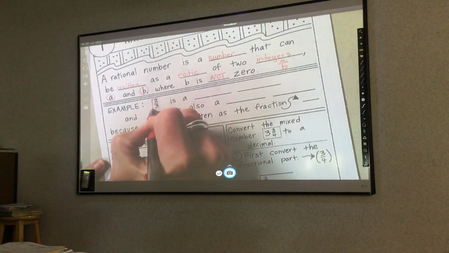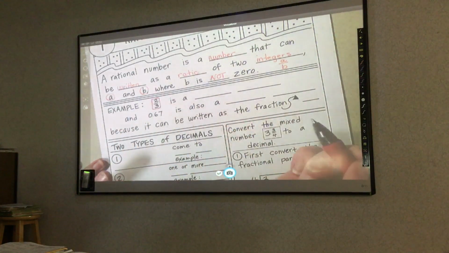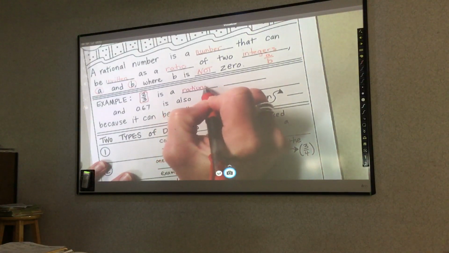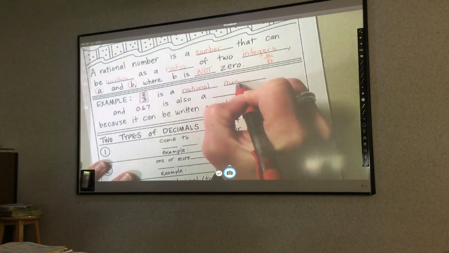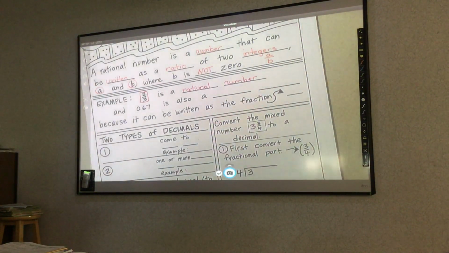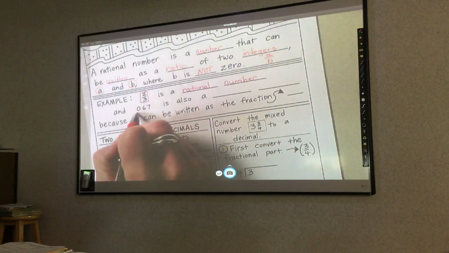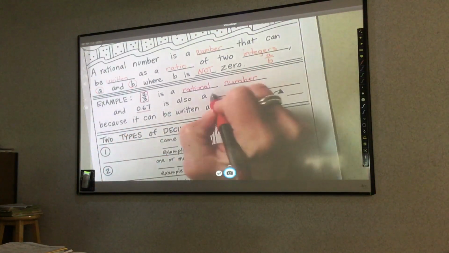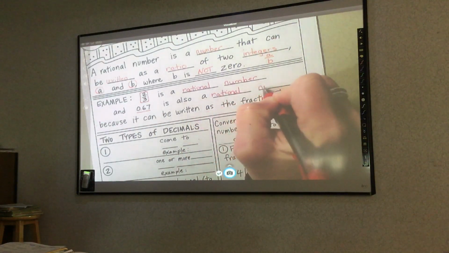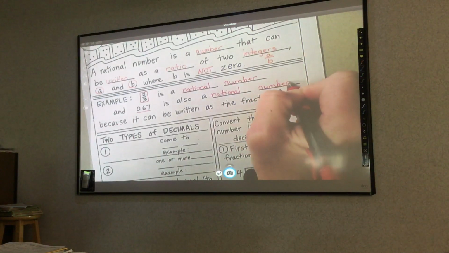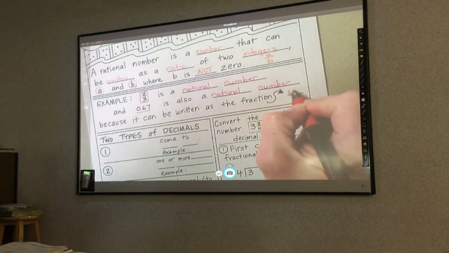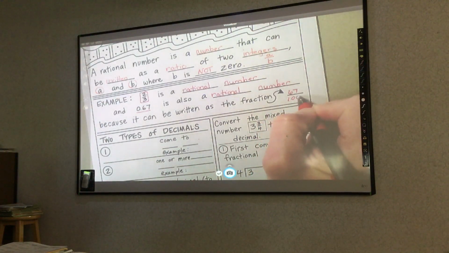Put a box around 2/3. 2/3 is a rational number, and 67/100 is also a rational number, because it can be written as the fraction 67/100.